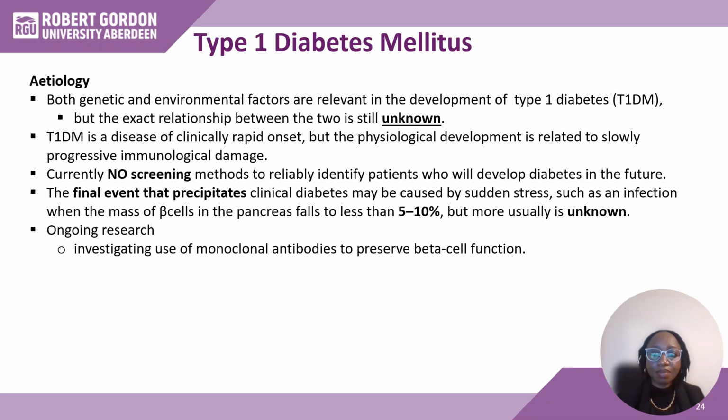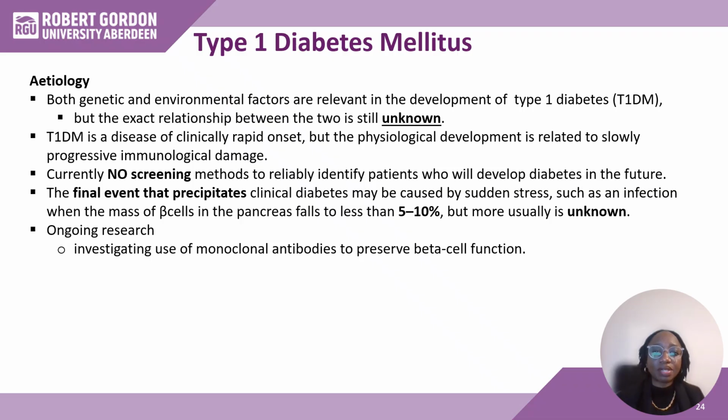So type 1 diabetes mellitus results from autoimmune destruction of the pancreatic beta cells. Both genetic and environmental factors contribute, but the exact trigger remains unclear. Beta cells are lost progressively and slowly, but clinical onset is rapid once insulin production falls below 5 to 10%.